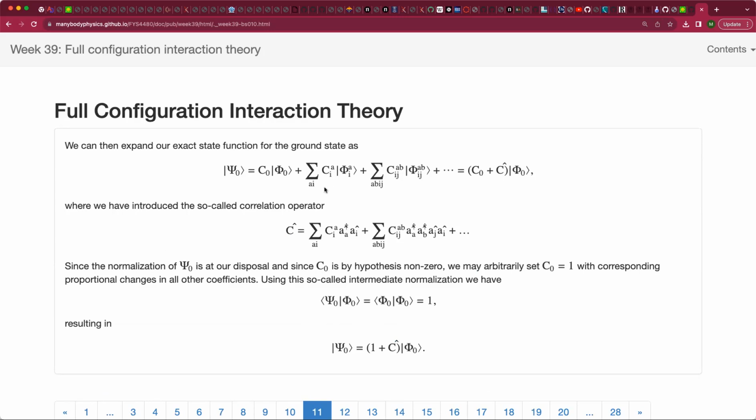And then we could rewrite everything in terms of this so-called correlation operator, which then contains all these creation and annihilation operators representing one particle, one hole, two particle, two hole, etc. excitations. And it's pretty common to set this constant C0 to 1, and it's normally called intermediate normalization. And then we could rewrite the wave function for the ground state in terms of 1 plus this correlation operator.